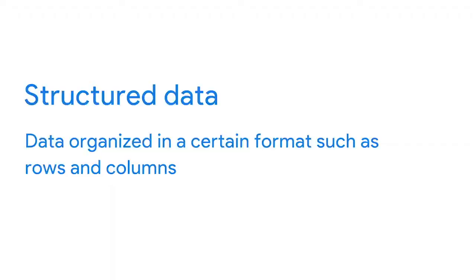A great thing about this data is that it's structured. Structured data is data that's organized in a certain format, such as rows and columns. Spreadsheets and relational databases are two examples of software that can store data in a structured way. You might remember our earlier exploration of structured thinking, which helps you add a framework to a problem so that you can solve it in an organized and logical manner. You can think of structured data in the same way.